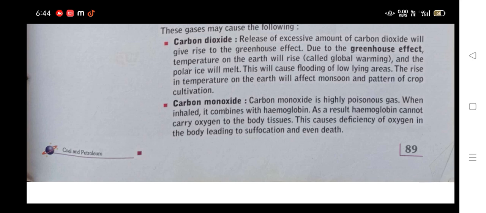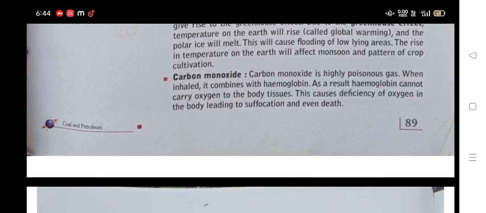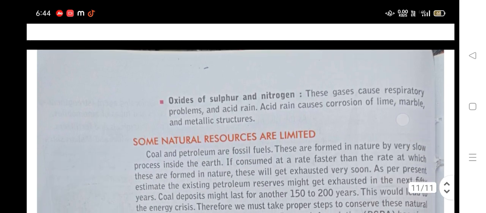Carbon monoxide. Carbon monoxide is highly poisonous gas. When inhaled, it combines with hemoglobin. As a result, hemoglobin cannot carry oxygen to the body tissues. This causes deficiency of oxygen in the body, leading to suffocation and even death.